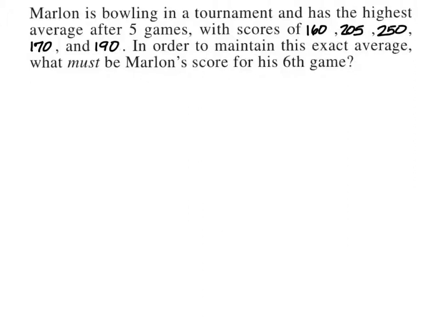So Marlon is bowling in a tournament. He has the highest average after 5 games with scores of 160, 205, 250, 170, and 190. In order to maintain this exact average, what must be Marlon's score for his 6th game? So we have to add this up with all those.